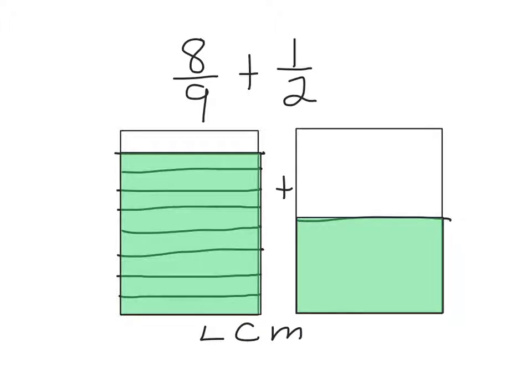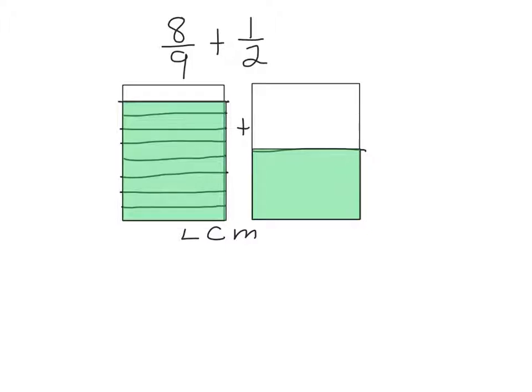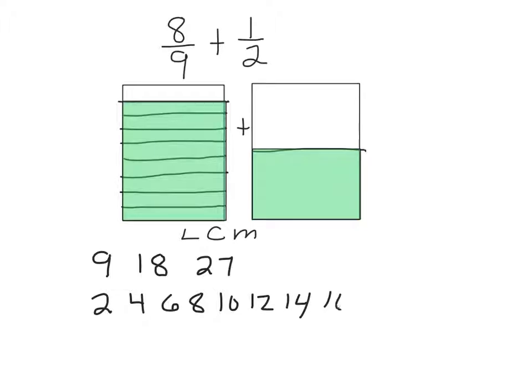LCM, which stands for least common multiple, my friend. And I'm going to draw my 9 right here and my 2 right there. And I'm going to count by 9s first. So I'll go 9, 18, and 27, right? And then I'm going to count by 2s, 2, 4, 6, 8, 10, 12, 14, 16, 18. Bam! There we have it. The 18 works, right? So now that means for these 9ths, I got to cut it into 1, 2 parts.